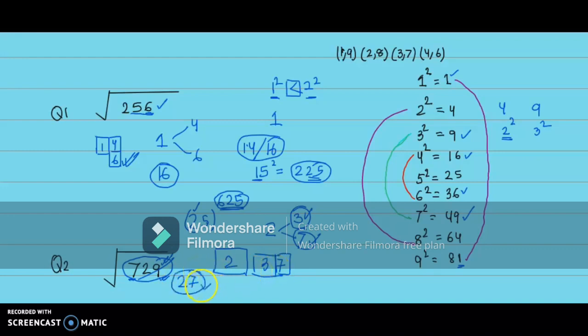Our answer is 27. Hope my explanations were clear. I will solve a few more questions to make things clear.